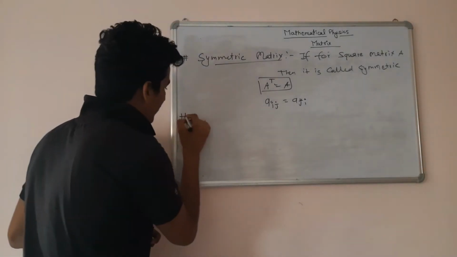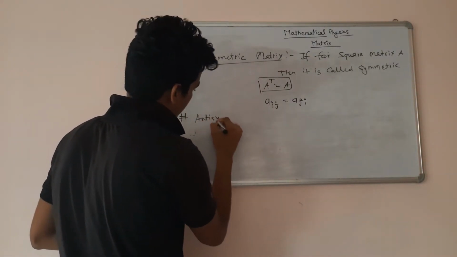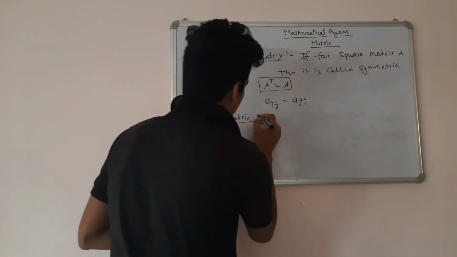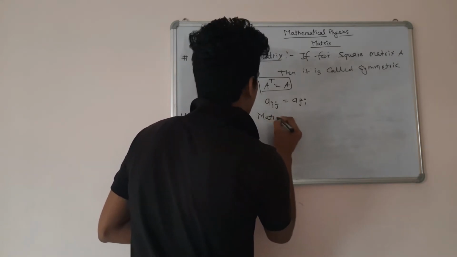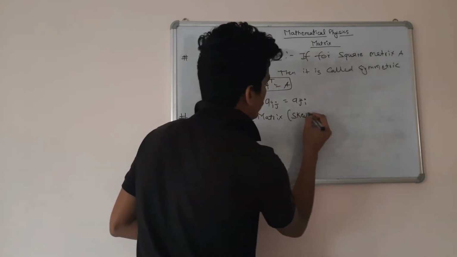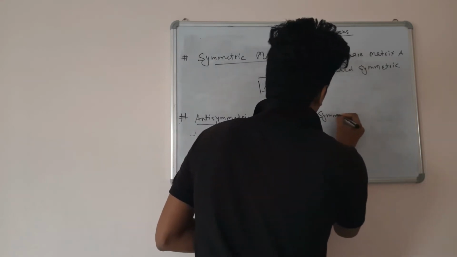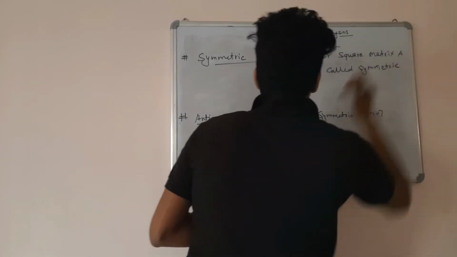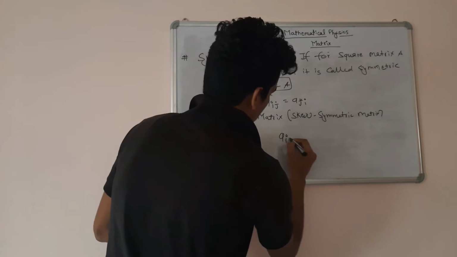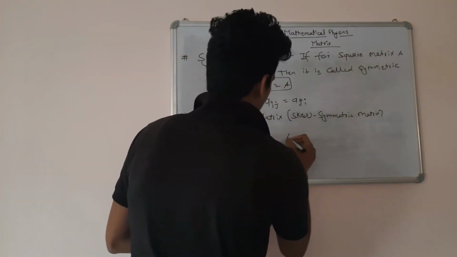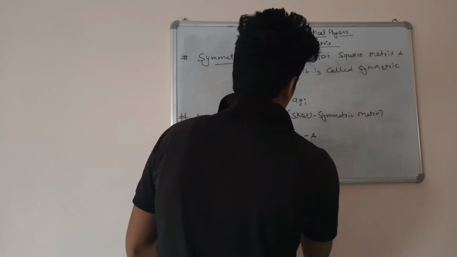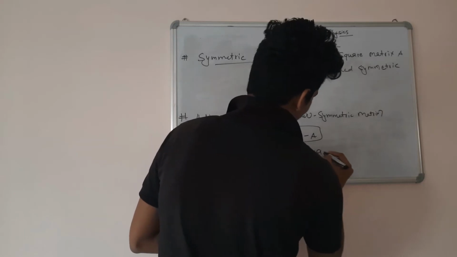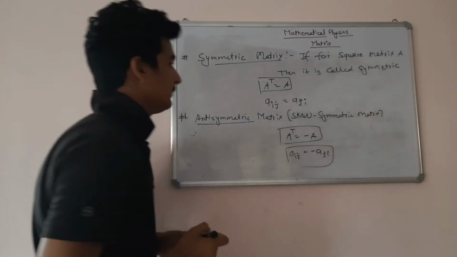Now another type of matrix is the anti-symmetric matrix. As is clear from its name, it is just the opposite of a symmetric matrix, and it is also called a skew symmetric matrix. It is represented in this form: A transpose equals minus A, and in element form, Aij equals minus Aji.